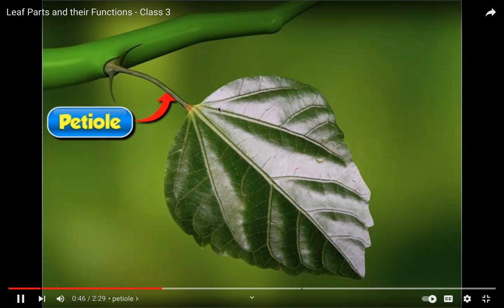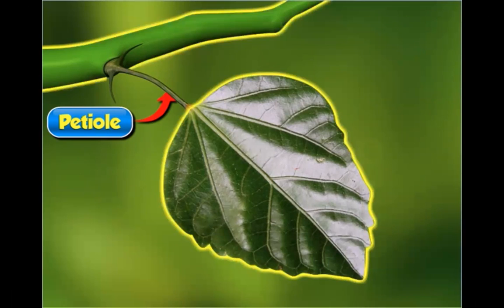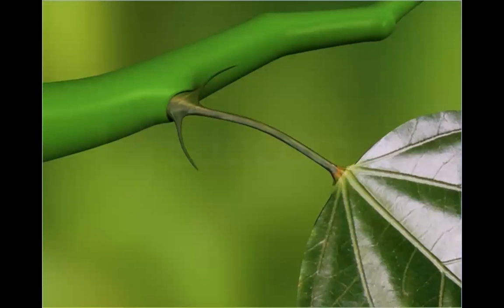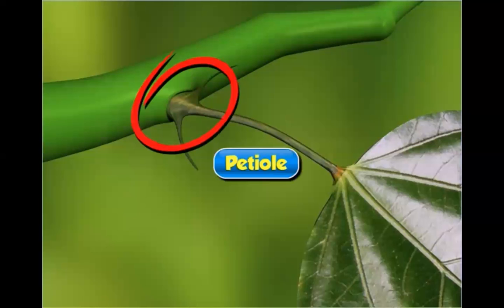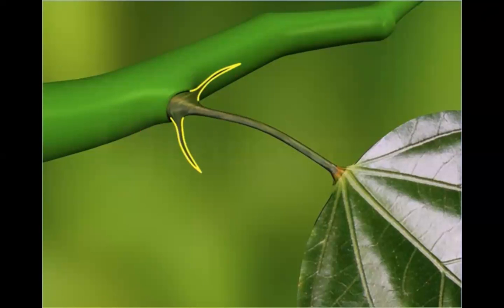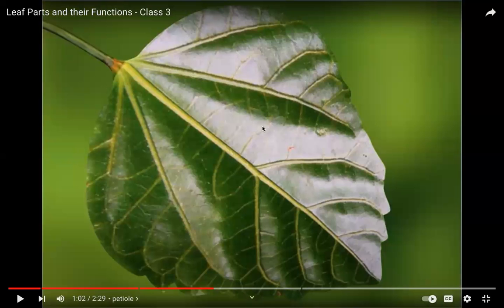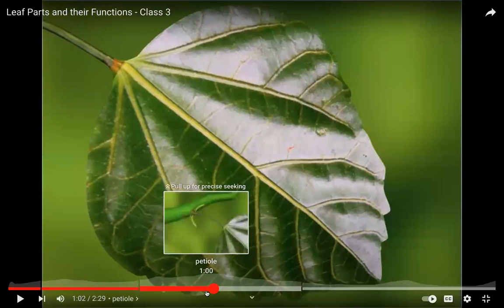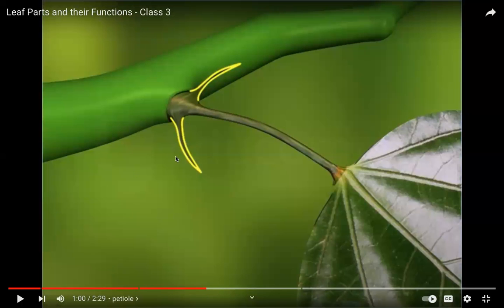Thus, a petiole connects the leaf to the stem or branch on which it is present. Sometimes, the base of the petiole bears two small green leaf-like structures called stipules. So, what is stipules? The thin part that comes out like branches from the petiole are called stipules. Tell me, Tuhin, what is stipules?